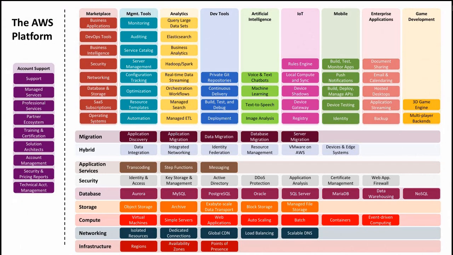So you've probably seen this slide. It comprises the entire AWS platform and the number of services and workloads it enables. So you can see that we have services for data analytics, IoT, mobile applications, artificial intelligence, enterprise applications, game development, and so on.